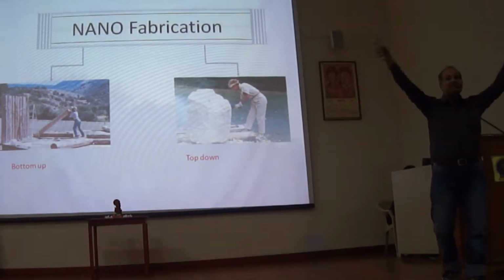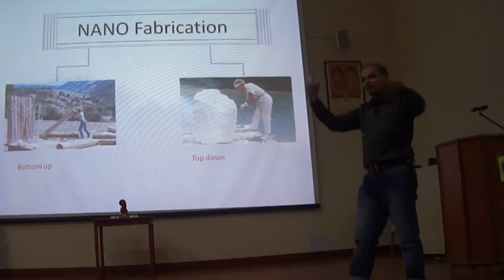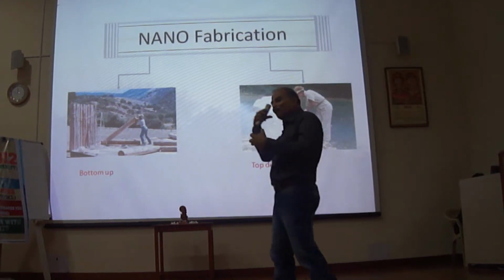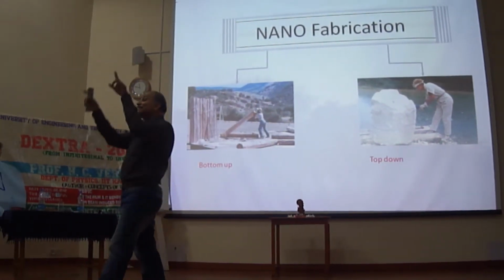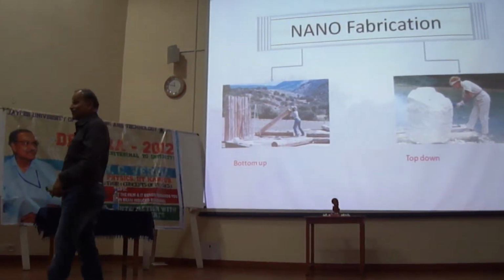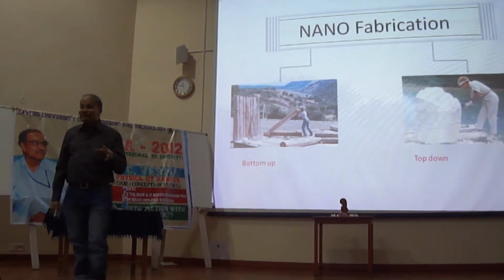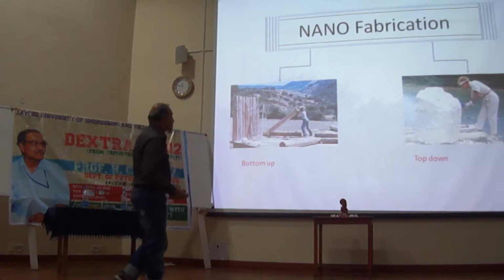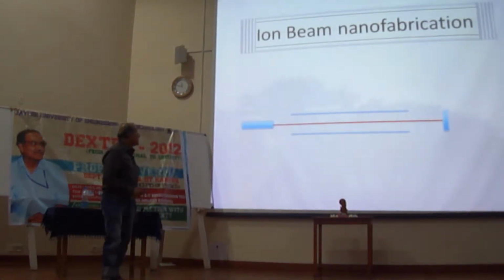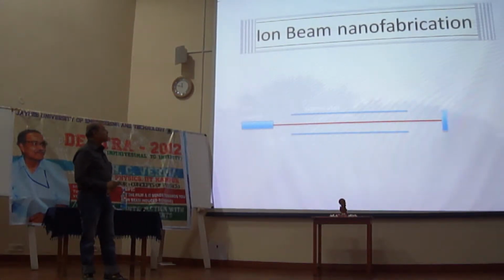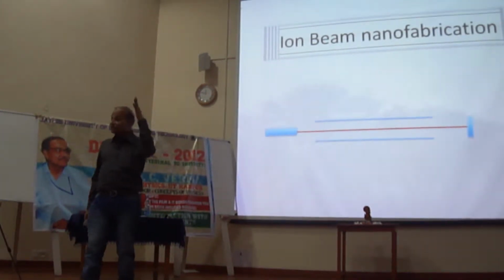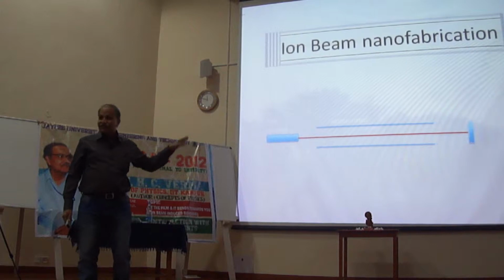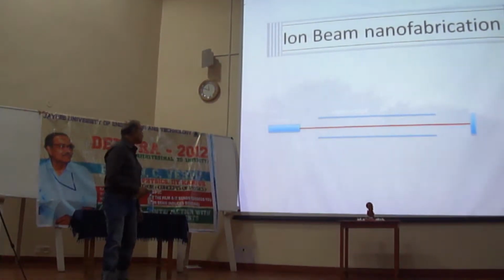And this is top down. So you have some big thing, and from there you remove material in an appropriate fashion to create the design you want. That is what these artists do. So this is called the top-down approach. Yes. I'll be talking of ion beam nanofabrication, because remember that the cantilever was created by ion beam. So I am now coming there.